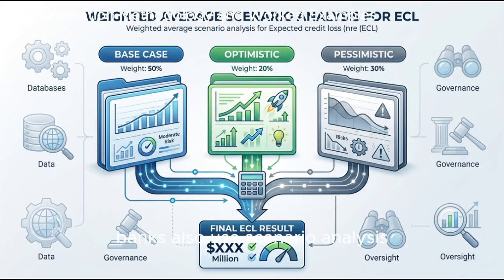Banks also use scenario analysis. Instead of relying on a single economic forecast, they typically prepare 3 scenarios: a base case scenario, an optimistic scenario, and a pessimistic scenario. Each scenario receives a probability weight. The final ECL becomes a weighted average of all scenarios. This approach provides a more balanced and realistic estimate of expected losses.